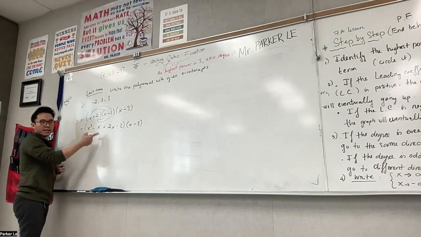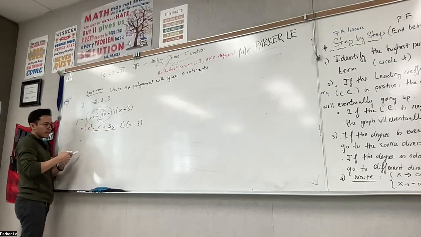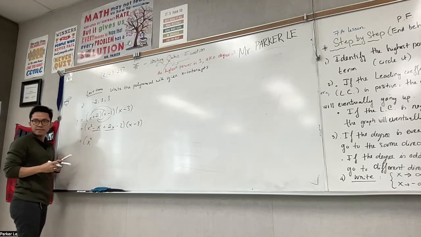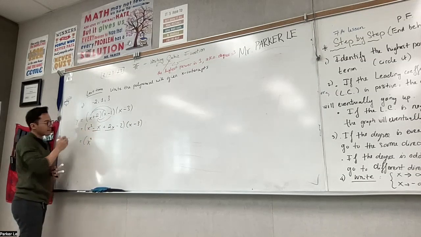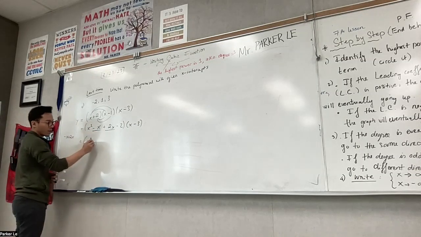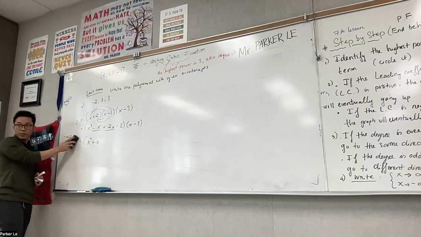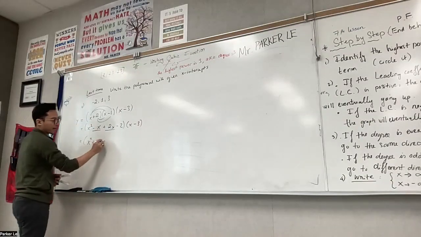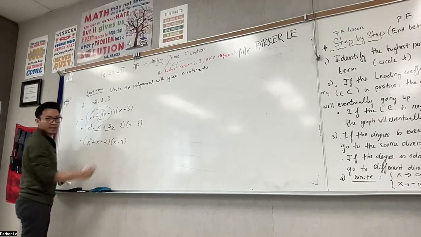So combine like terms. What are the like terms right here? X, very good. So I have x squared. What is negative x plus 2x? 1x, so plus x, right? Negative 1 plus 2. Yeah, all right. Minus 2, x minus 3.